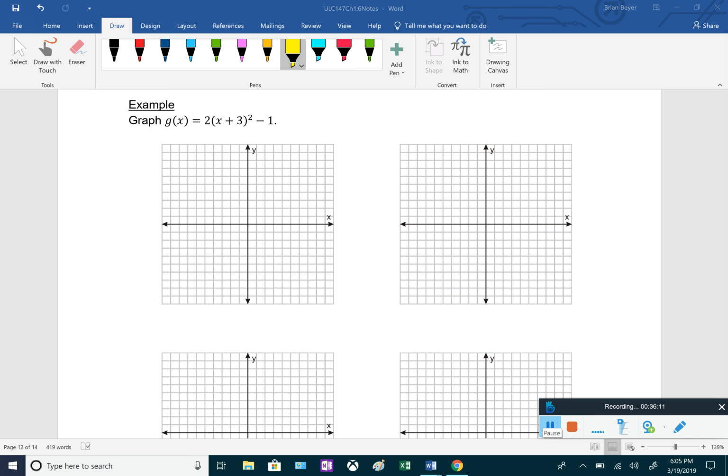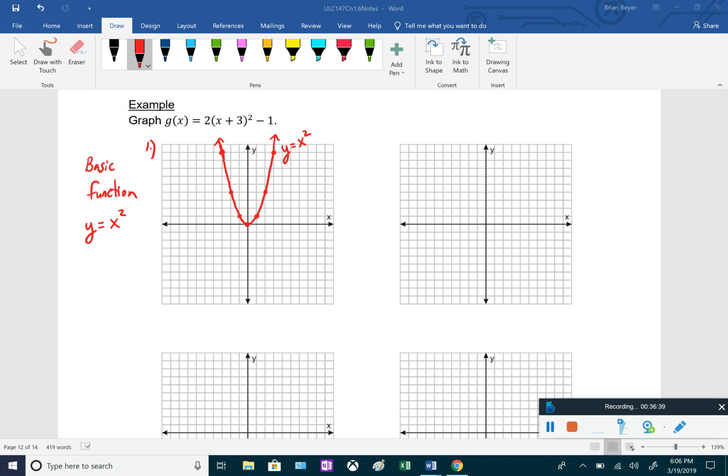So g of x is 2 times (x plus 3) squared minus 1. So let's identify the basic function first. So we see that there is a squared right up here. So we know the basic function is going to be y equals x squared. So this is going to be the first graph. So I'm going to graph that using the same points I always do.